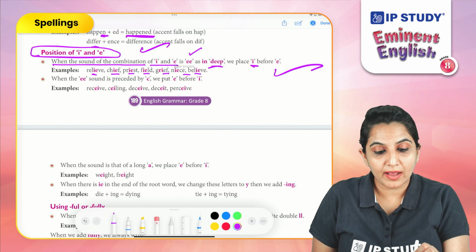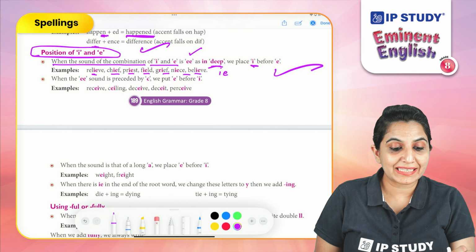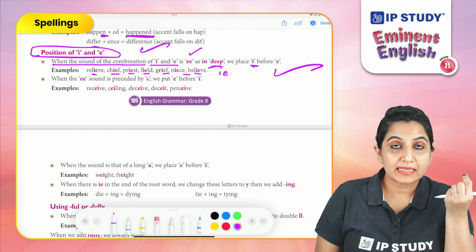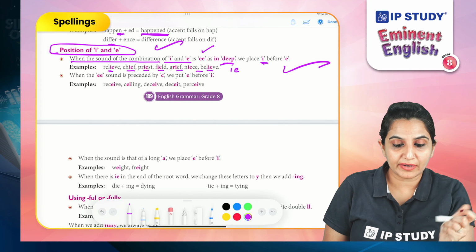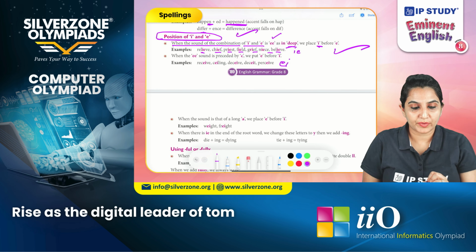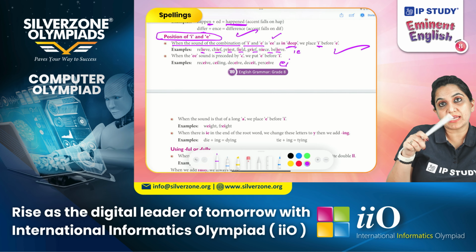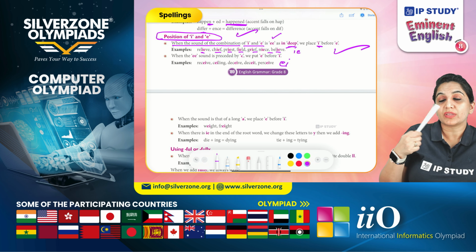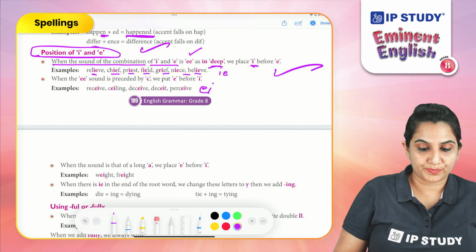So we write IE and not EI, right? But when the sound E is preceded by C, when before the sound of E there is a C sound, like receive, ceiling, deceive, perceive, then we write EI. So when there is a consonant before the E sound, like leave, chief, priest, failed, it is IE. But when it is preceded by C, then we use EI: ceiling, deceive, deceit.